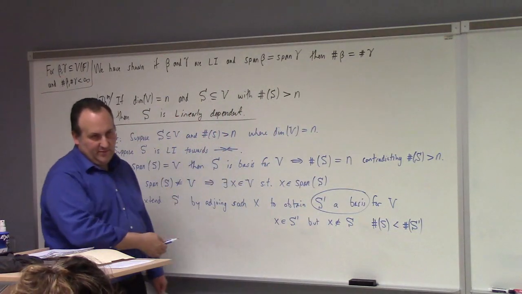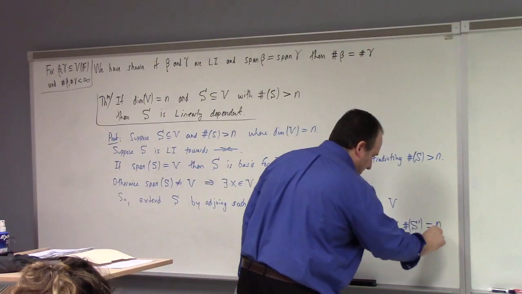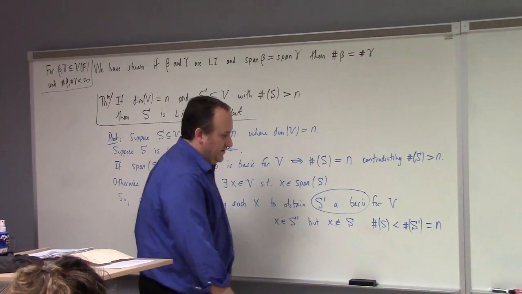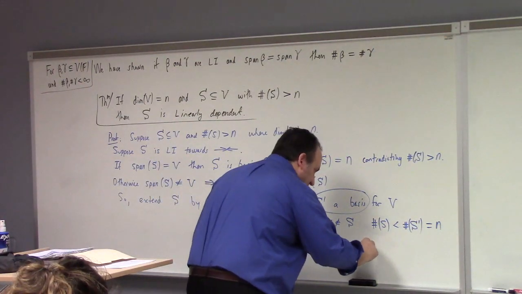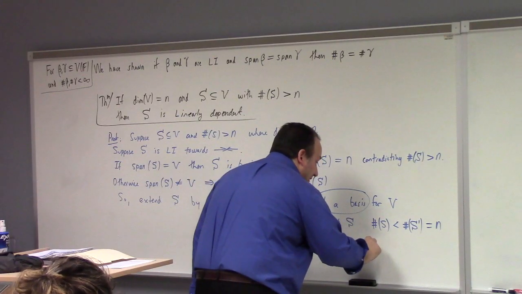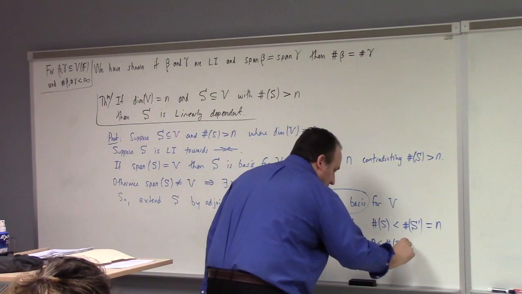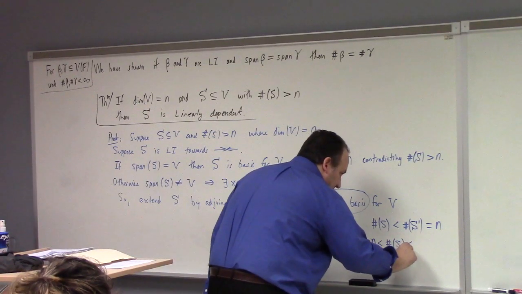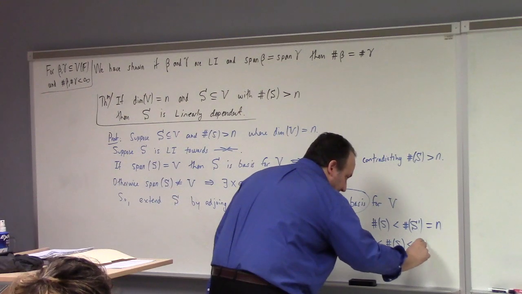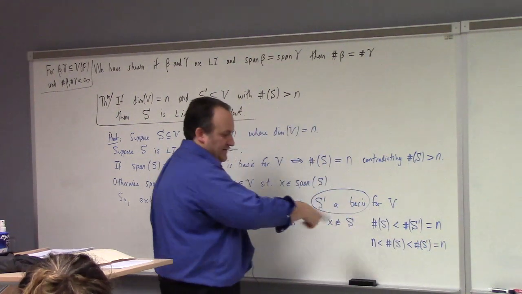It's a basis, so by our dimension theorem, this is equal to n. But that means that we have n less than the number of things in S, which is less than the number of things in S prime, which is equal to n. But that is a contradiction.